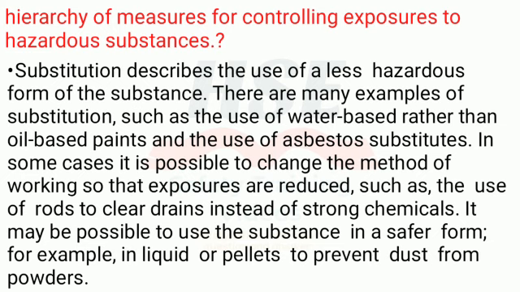There are many examples of substitution, such as the use of water-based rather than oil-based paints and the use of asbestos substitutes. In some cases, it is possible to change the method of working so that exposures are reduced, such as the use of rods to clear drains. Instead of strong chemicals, it may be possible to use the substance in a safer form, for example, in liquid or pellets to prevent dust from powders.